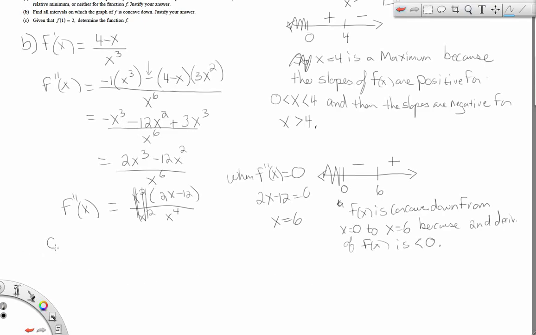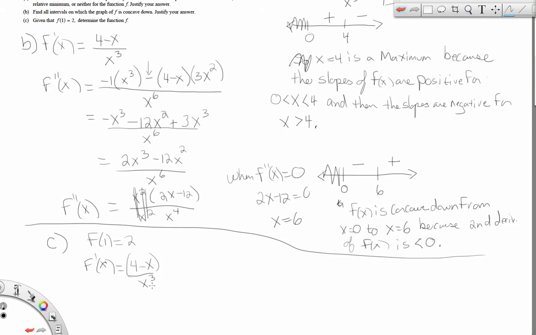And part C. Alright, find f given an initial value. So f of 1 equals 2. F prime of x is (4 minus x) over x cubed. Okay, so I need to find the antiderivative, which will give me a plus c, and then I can solve for c.